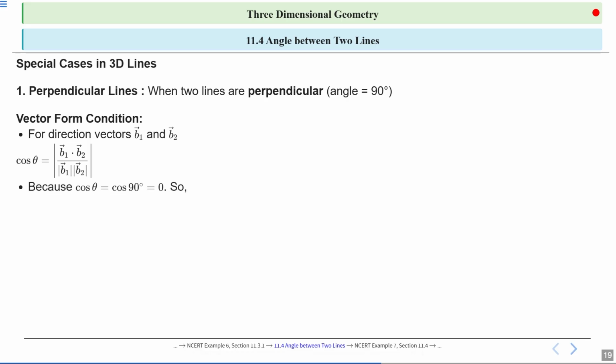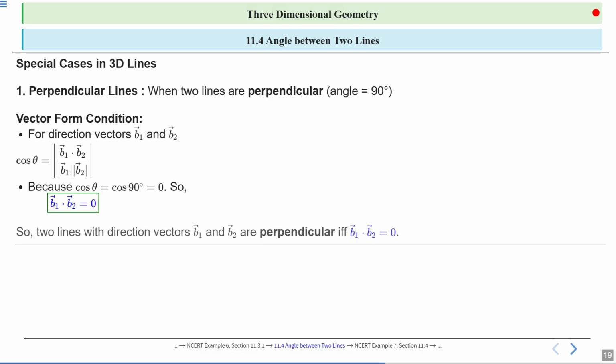Since we are talking about perpendicular lines, the angle theta is 90 degrees. So cosine of 90 degrees is 0. So our formula simplifies. That means the numerator b1 dot b2 must be 0. So the key condition is b1 dot b2 equals 0. If the dot product of the two direction vectors is 0, then the lines are perpendicular. So two lines in 3D are perpendicular if and only if the dot product of their direction vectors is 0.